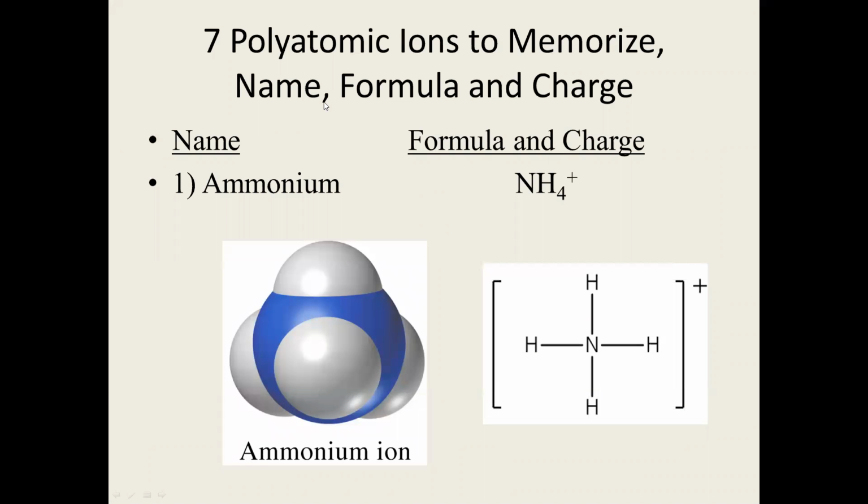So we have 7 that you'll come across fairly frequently because they're really useful, both for learning and for basic industrial chemical reactions. Our first one is ammonium, which is NH4 and has a positive charge to it. This is what our ammonium ion would look like, and this is how you would draw it out in a Lewis structure.